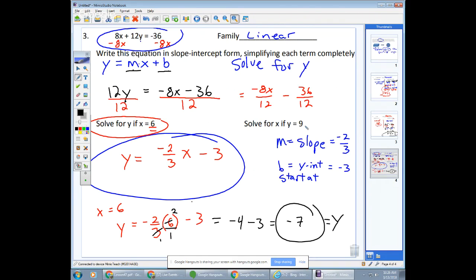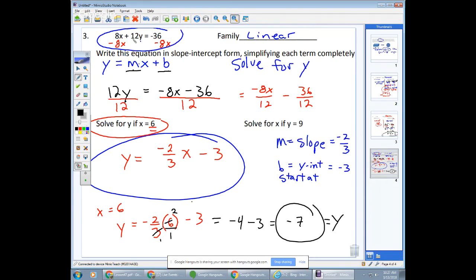All right, so next one we have to do is solve for x if y is 9. So where do you want to do that? Do you want to do it in the original equation or our new slope-intercept form? Which looks easier? Plug in the 9 in the red one or the original? What'd you say, Emily? The original? Okay, let's try it that way. Yeah, I think it's about the same in terms of difficulty.